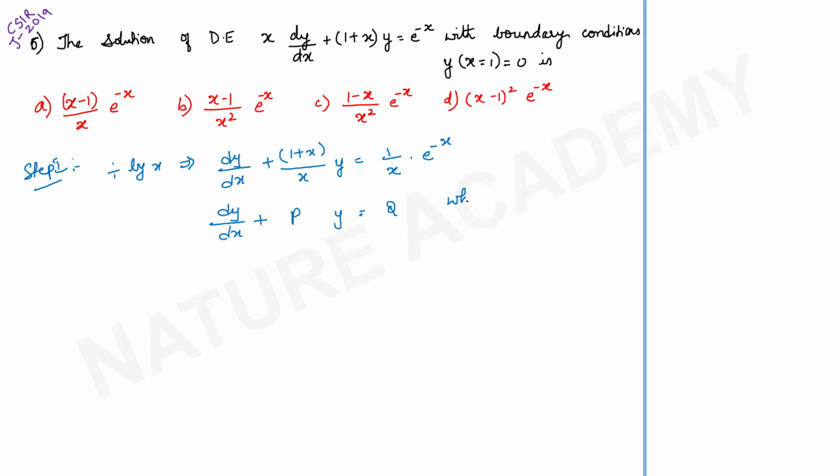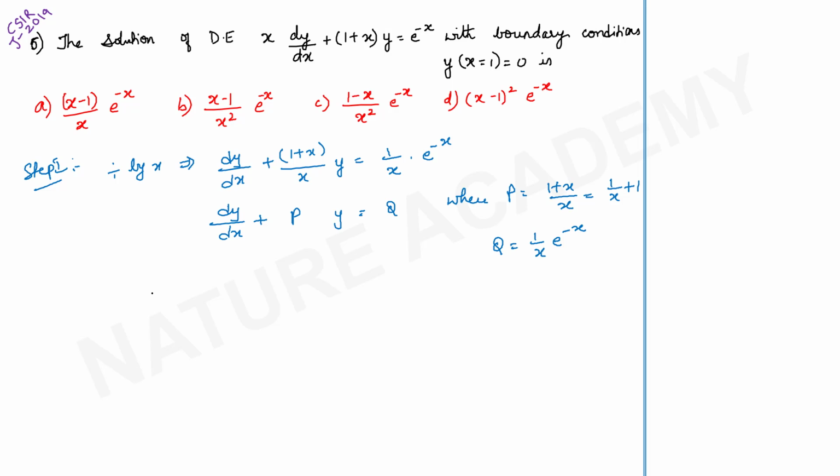Now this is in the form dy by dx plus p into y is equal to q, where p will be (1 plus x)/x, or I can also write it as 1 by x plus 1 to make things simpler. See, always our motto should be to simplify things as much as possible. If we simplify, then only our time is going to be saved and we are going to get the right answer very fast. And here q is equal to 1 by x e raised to minus x.